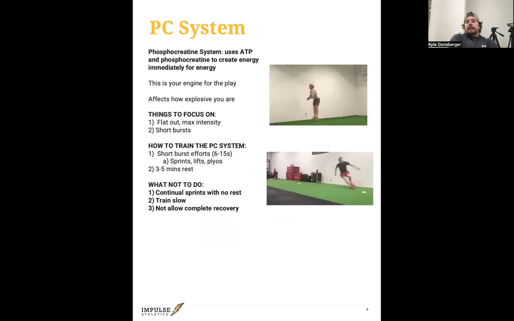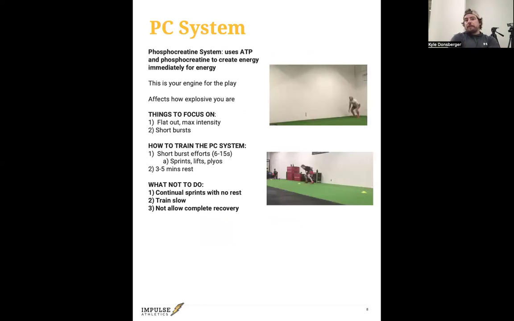The next one, the last system, is the PC system. This is the phosphocreatine system. This is what uses ATP and phosphocreatine to create energy for that immediate use. So you can only train this for a short time and then you deplete it and then you get into the glycolytic energy system. This is your engine for the play. This system affects how explosive you are.